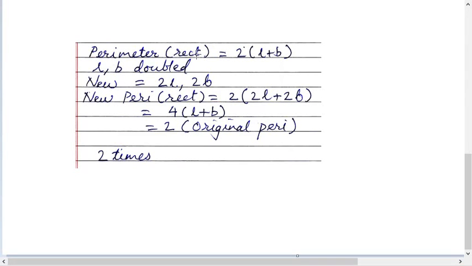So what is the perimeter of a rectangle? 2 into L plus B, right? Total, yes, sum of the sides. Okay. So new perimeter will be what? 2 into, instead of L it will be 2L and here it will be 2B. So 4 into L plus B.